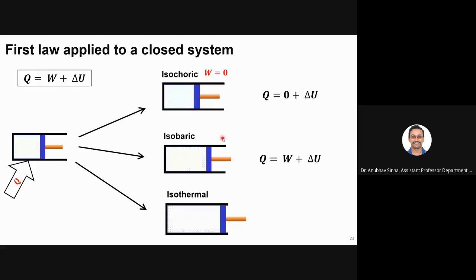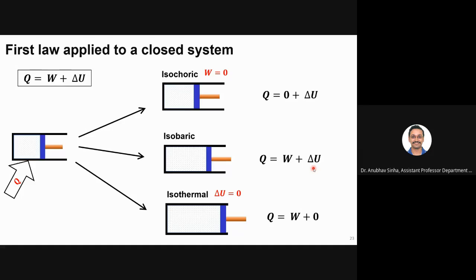Similarly, for isobaric, I say that Q is equal to W plus delta U. So it is doing work, and since it is isobaric, temperature will also change. That will give rise to delta U. So for an isobaric process, you need to write the complete equation. Now, what about isothermal? Isothermal means delta U will be 0. U is only dependent on temperature, so U will not change. In this case, whatever heat is supplied is totally getting converted to work. So you can have two extremes. One is that whatever heat is supplied is totally going into delta U, or heat is completely getting converted to work. And this is something in between: heat is getting converted to both work and delta U.